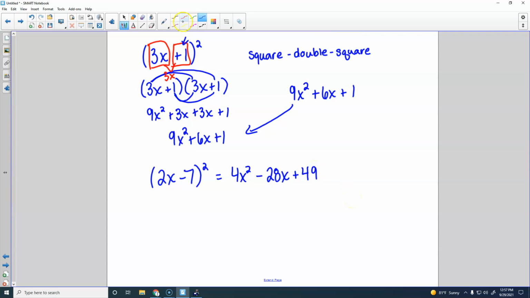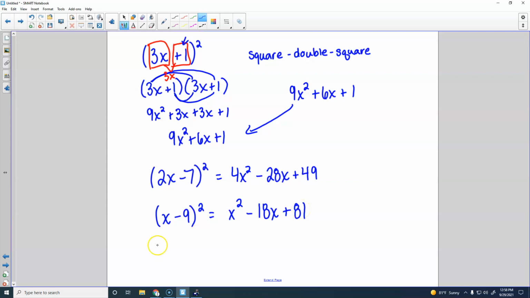Right? So if we tried another one in our heads, x minus 9 squared. Okay, if we're square, double, square, who wants to try this one? All right, Bo? X squared minus 18x plus 81. Okay, very good. Square, double, square. X squared is x squared. X times 9 is 9x. Double it, you get 18. And then square the last, you get 81.